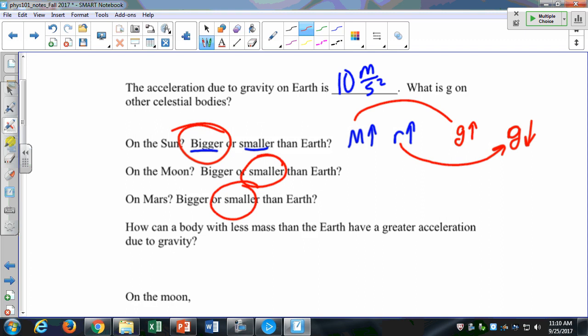But how can a body with less mass than the Earth have a greater acceleration due to gravity? What's a way that a celestial body that has less mass than the Earth could have a greater acceleration due to gravity? If it had a really small radius, right, so if it was really dense. If you have a body with a very small radius compared to the Earth, it will have a bigger acceleration.